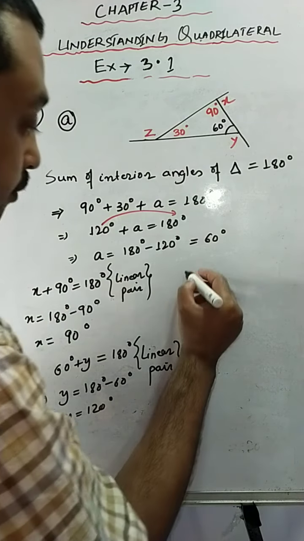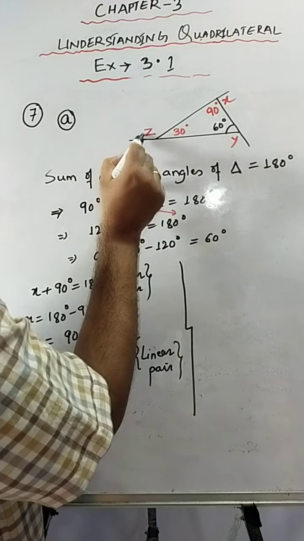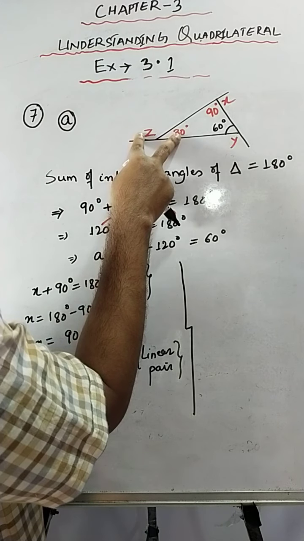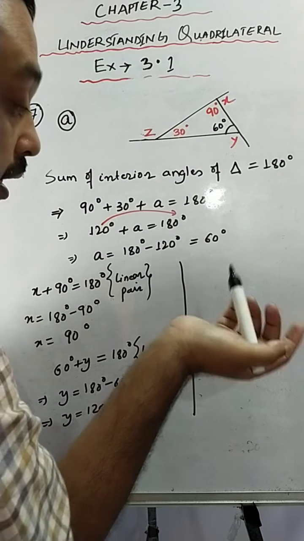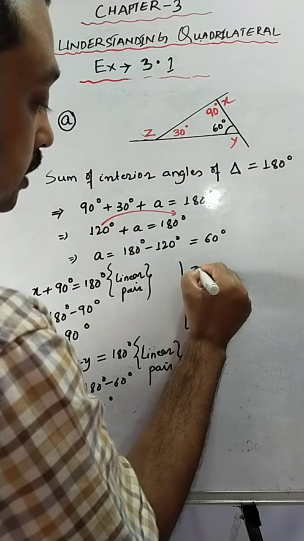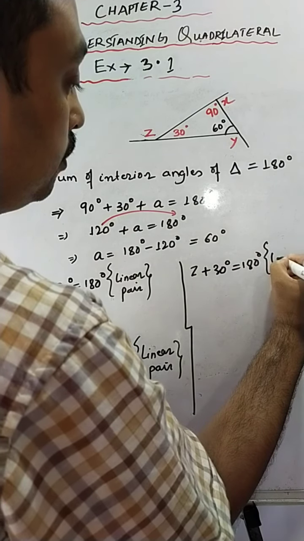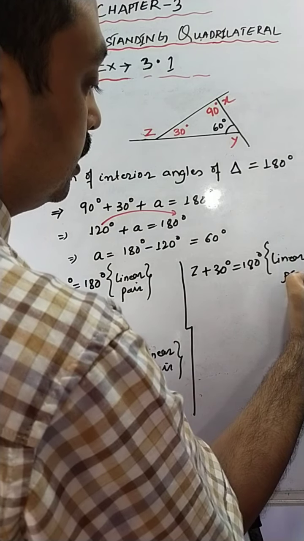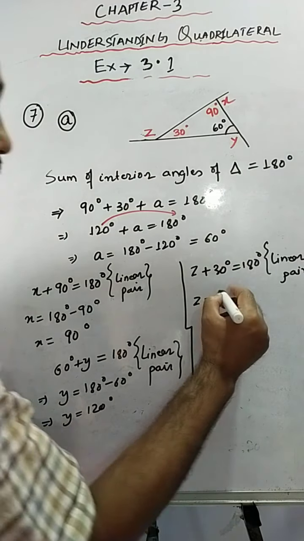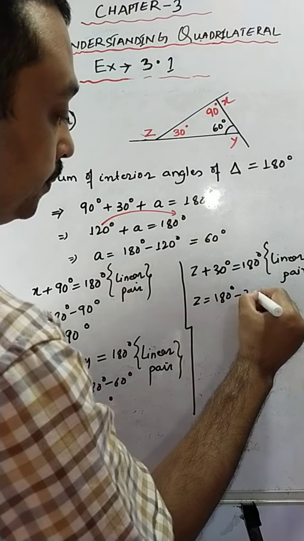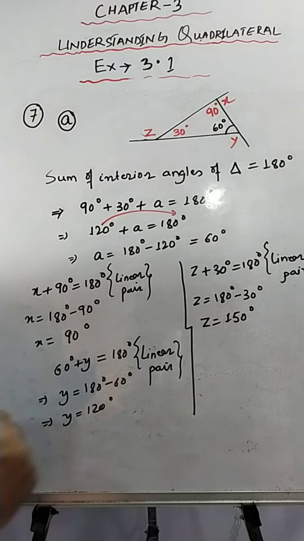Okay. One more we have to find out after this, z. Now what is the value of z? Again these two angles are on the straight line, so these two angles will also be linear to each other. So that will be z plus 30 degree is equal to 180 degree. The reason is linear pair. Now to get the value of z, we have to transpose 30 degree towards 180. That means the value of z would be equal to 150.